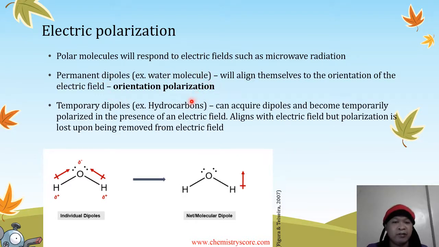On the other hand, if you have hydrocarbons which normally don't have dipoles, they will acquire temporary dipoles once you expose them to an electric field through electromagnetic radiation. Alright, and although it also aligns with the electric field, this polarization is lost upon removing that electric field exposure.